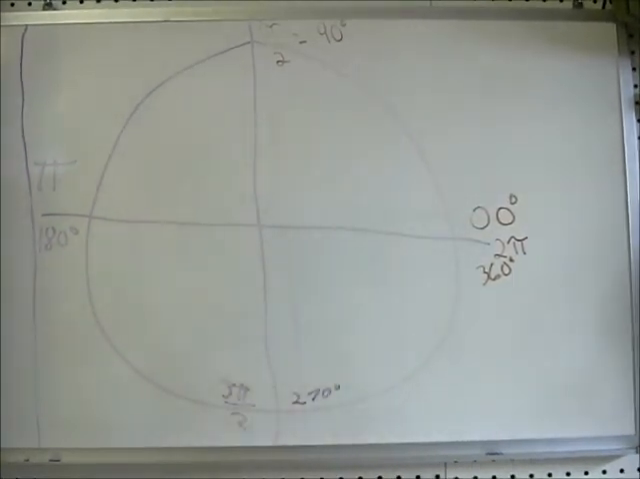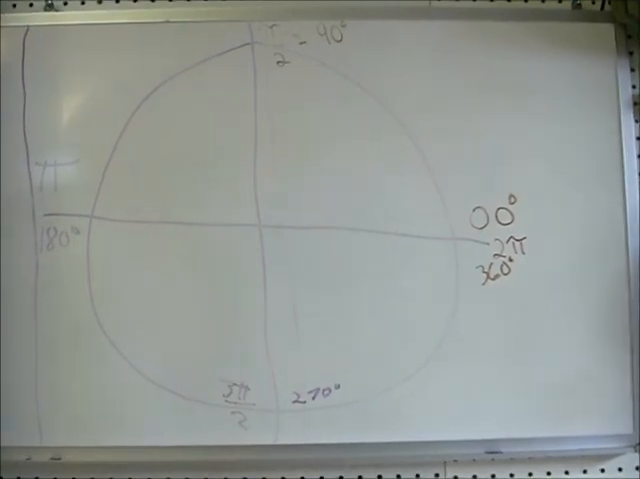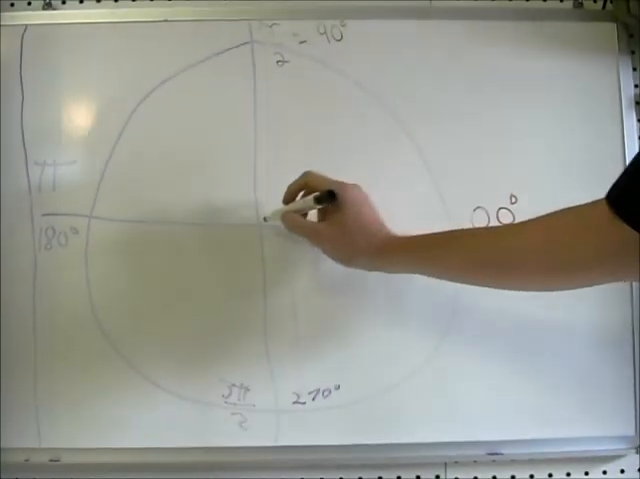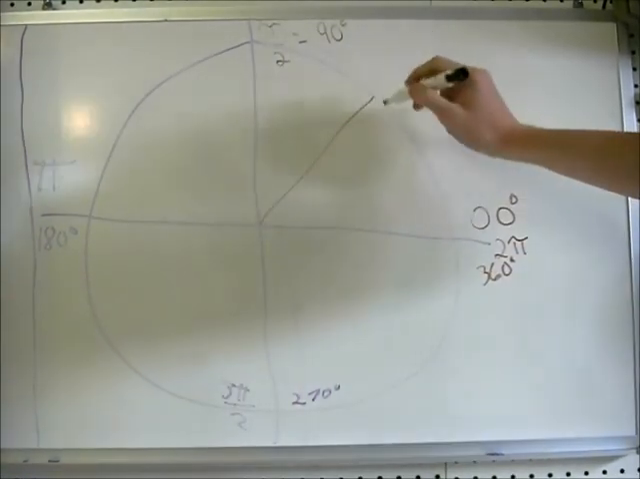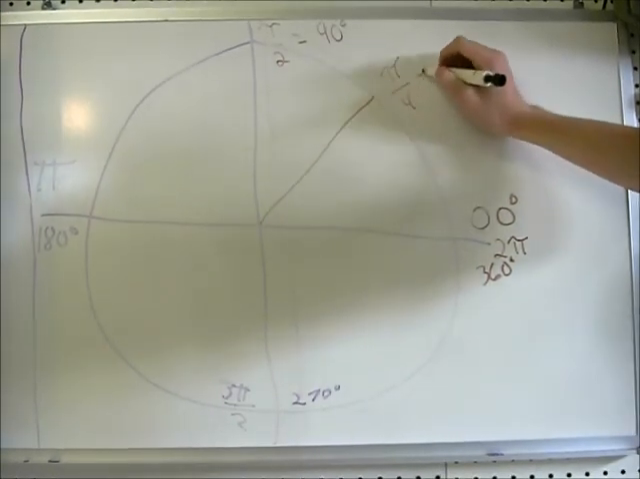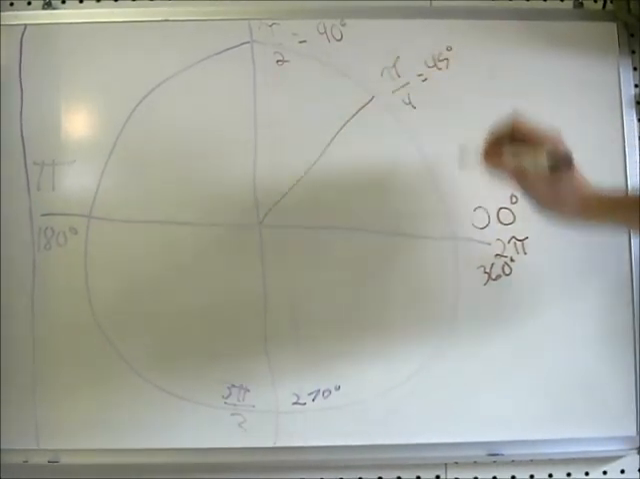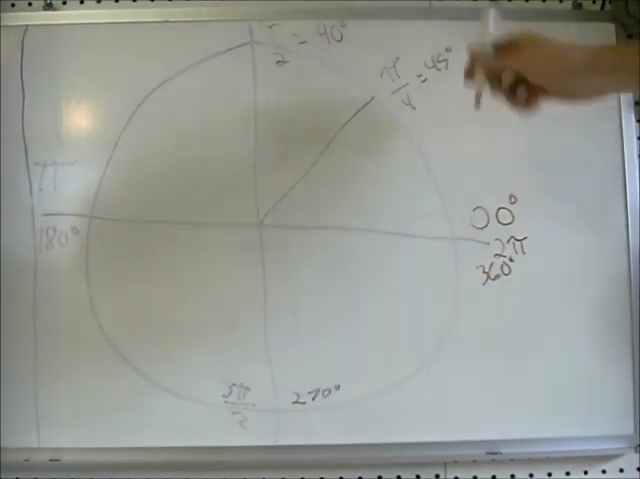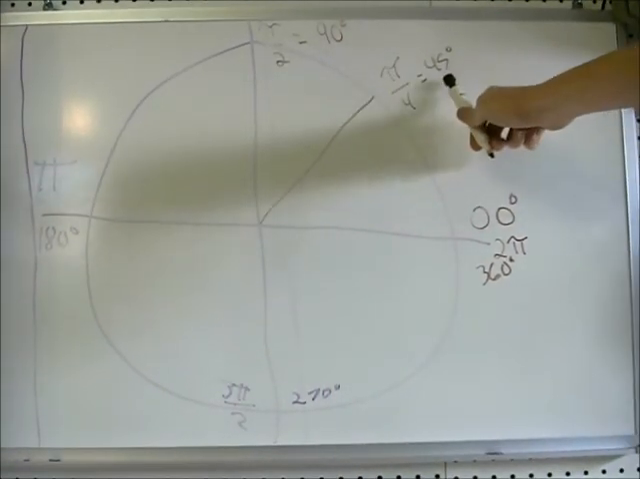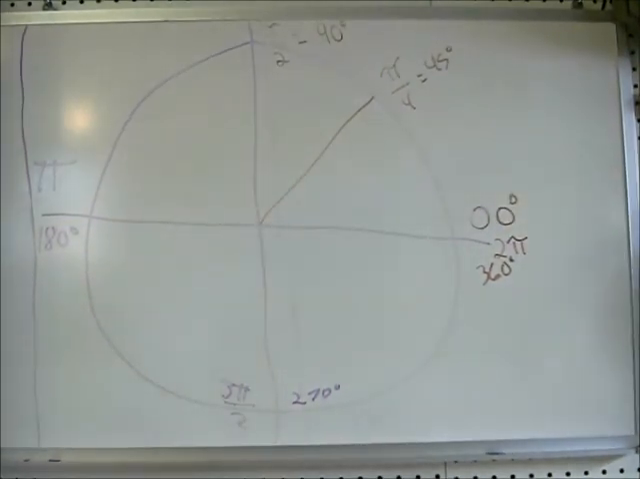Now, what if we want to go halfway between these? What would pi over 2 divided by 2 be? That would be pi over 4. And half of 90? 45. So pi over 4 would equal 45, and it would go right up there. Also, an easy reminder, since we know pi is 180, just divide 180 by 4, and you'll get your degrees.